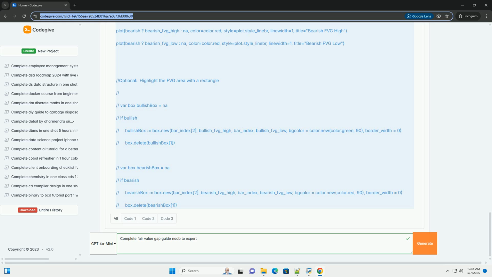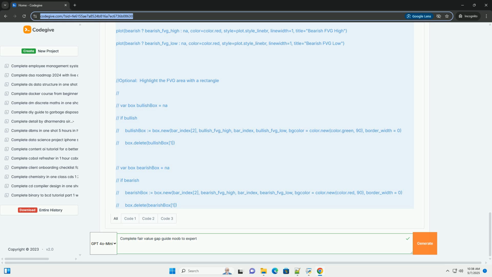2. FVG breakout plays. Concept: trade in the direction of the FVG formation, anticipating that the initial momentum will continue after a retest. Bullish setup: after a bullish FVG forms, wait for price to pull back and test the FVG. When price moves above the high of the FVG, enter a long position.